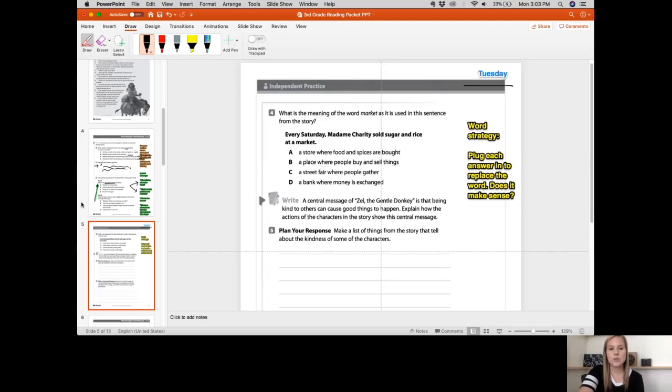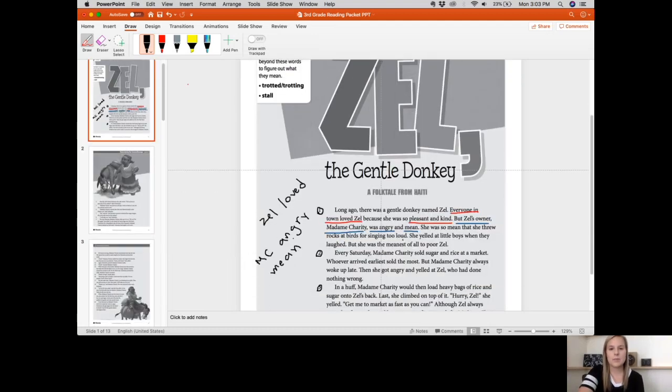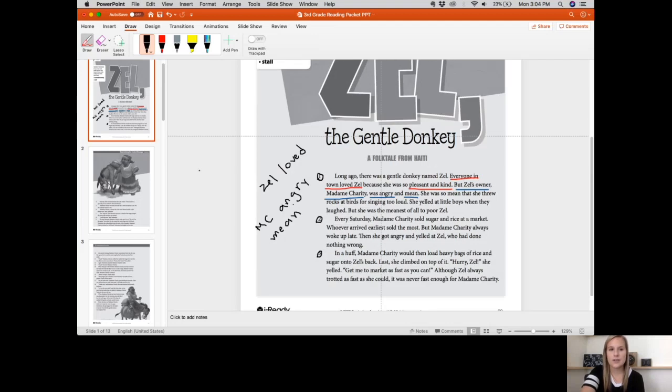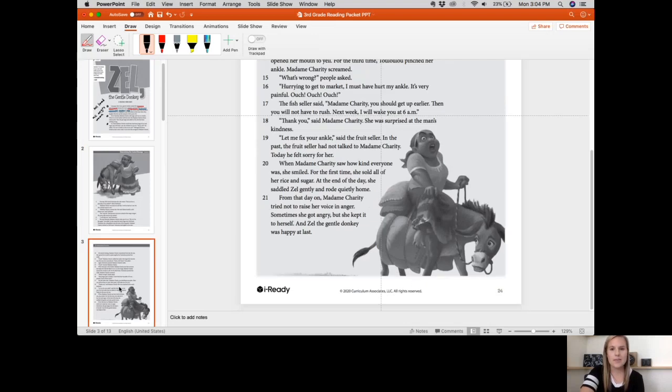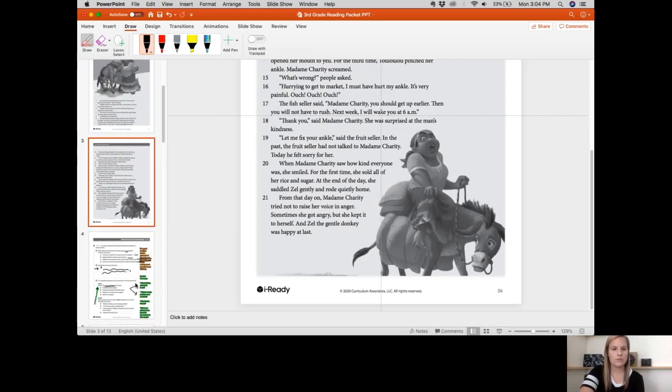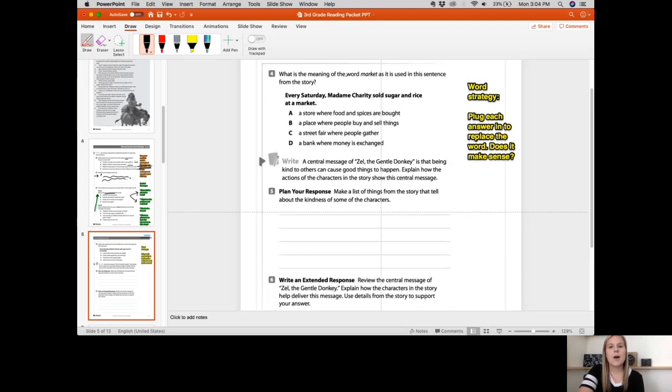So on Tuesday, I want you to reread the story. It's very important that we read a text multiple times because we might add extra notes here and there. We might underline things that we noticed this time that we didn't before. All right, this time we have a question about the meaning of a word.